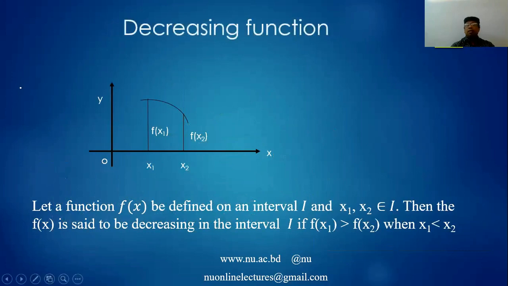So here, decreasing points. Let a function f of x be defined on an interval I and x1, x2 belongs to I. Then f of x is said to be decreasing in the interval I if you remember these conditions: if f of x1 is greater than f of x2, when x1 is less than x2. When you discuss this, you will draw the figure and write these conditions. f of x1 will be greater than f of x2 when x1 is less than x2. So my students, this is the explanation.